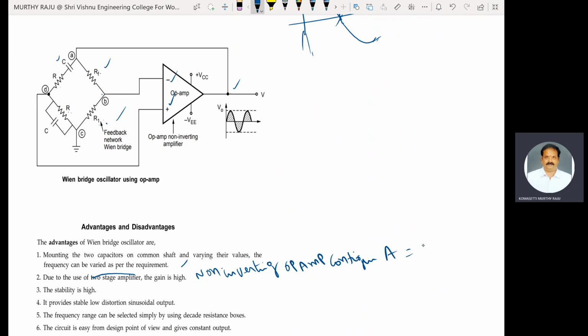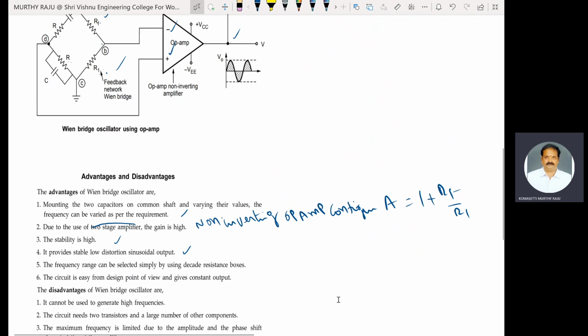Gain A is equal to 1 plus RF by R1, provides high gain. Stability is high. It provides stable load distortion. Sinusoidal output, pure sine wave is obtained. The frequency range can be selected simply by using decade resistance boxes R and R. The circuit is easy from design point of view and gives the constant output.